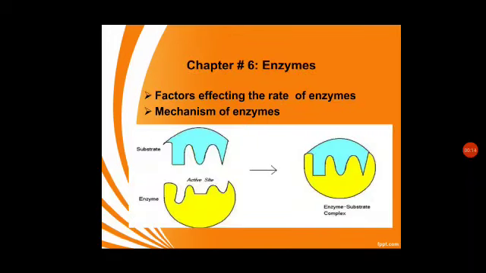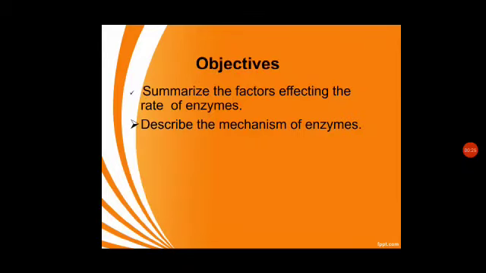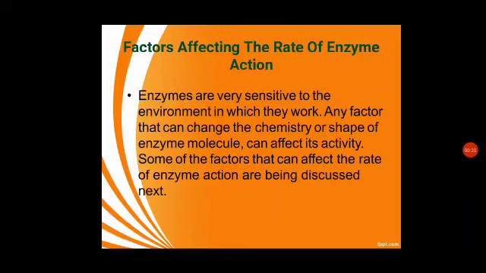We have started chapter number 6, which is about enzymes, and the topics are the factors affecting the rate of enzymes and the mechanism of enzyme. Here are some objectives: to summarize the factors that affect the rate of enzyme and describe the mechanism of enzymes. First of all, we will discuss the factors affecting the rate of enzyme action.